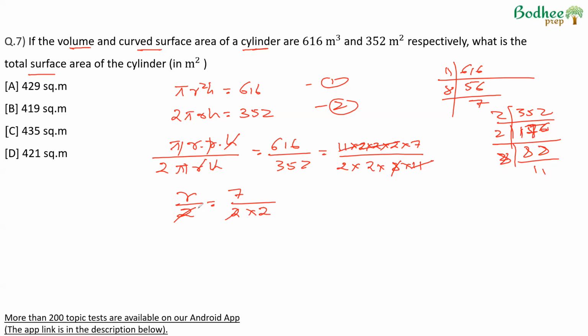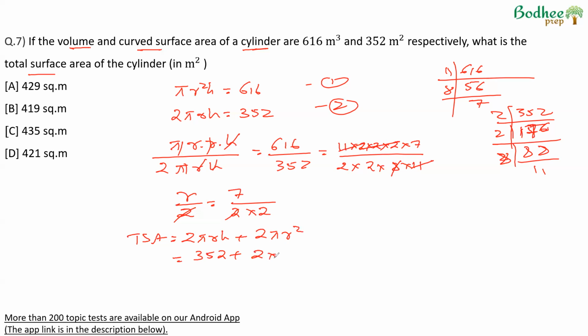Total surface area. We'll have to find H as well. 2 pi R into H. Actually, R is good enough. Now total surface area will be curved surface area 2 pi RH plus the area of the top and the bottom, which is 2 pi R square. 2 pi RH is given as 352.